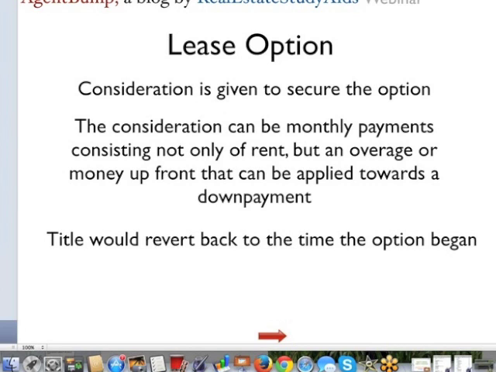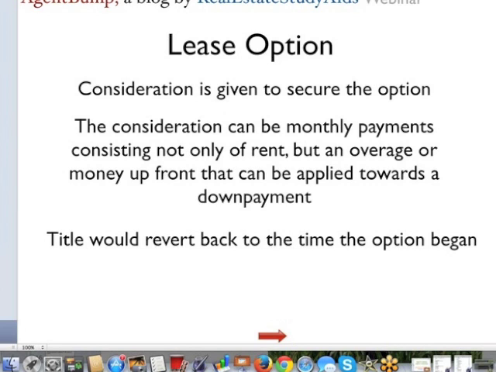So that's what's interesting. It reverts back. So if I exercise that option, I would have owned it on title for a year. Title will revert back to the time the option began. And that's what a lease option is. So technically, I never rented it from you. I owned it the whole time. Oh, wow, that's great.